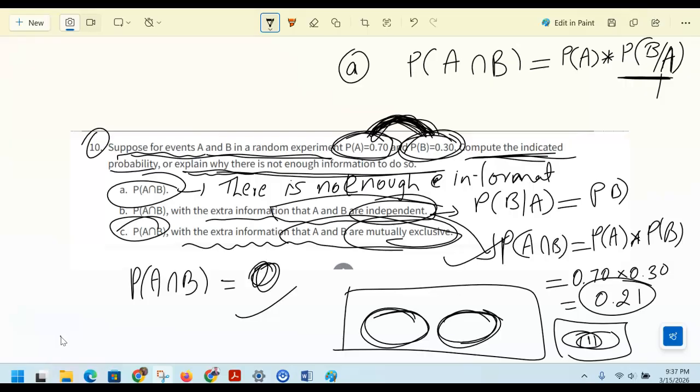I hope that helps. If two events are mutually exclusive, it means they cannot both occur at the same time. This means their intersection is empty, which I showed here, and the probability of the intersection is 0.